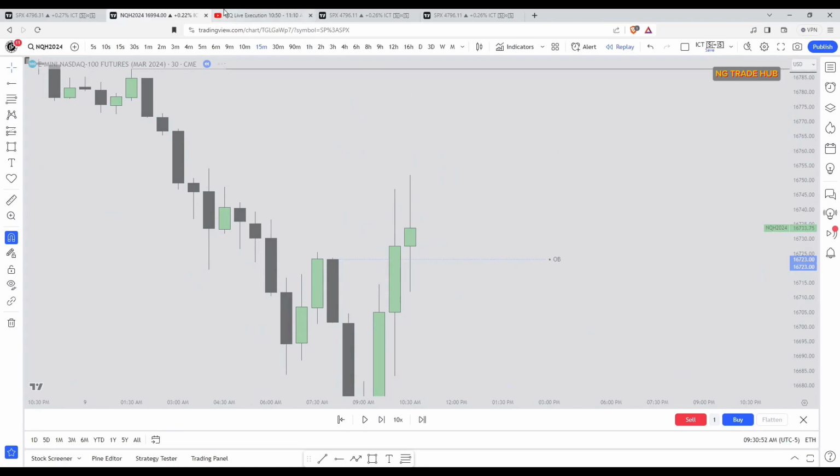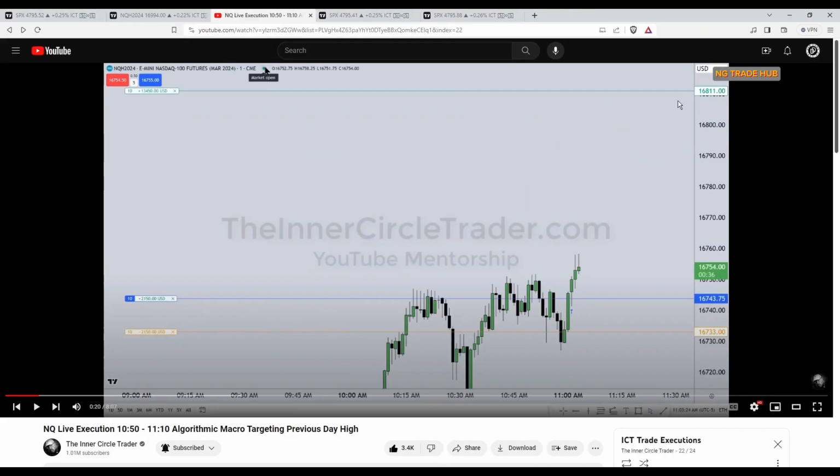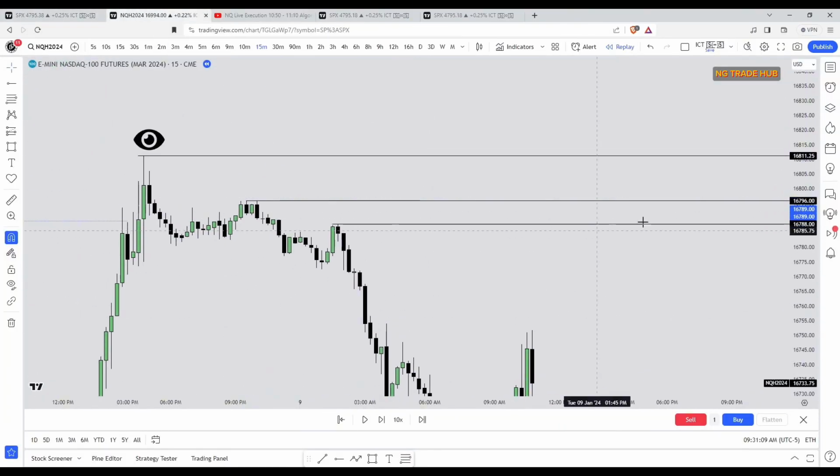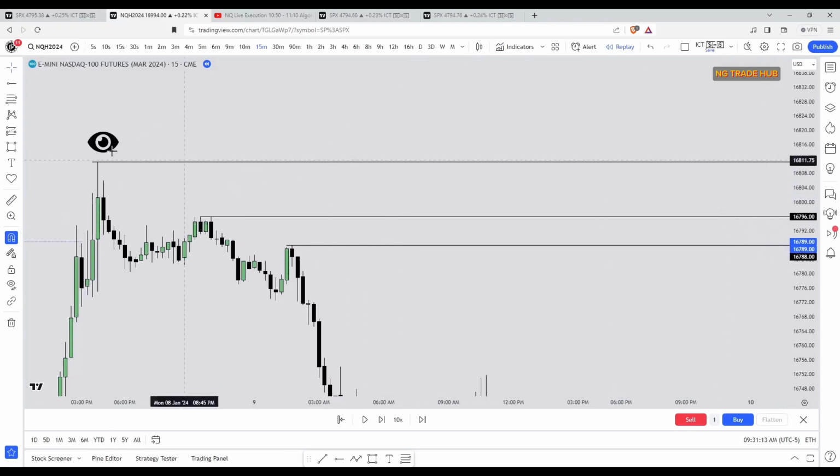Now we can go on to a lower time frame. Now we're going to skip ahead or go back to what ICT is trading. So he's on the 1-minute chart. I like to look at what time frame he's looking at. If we skip it ahead, where is he targeting? 16,811. Let's go back to this chart. What was this high? 16,811.25.